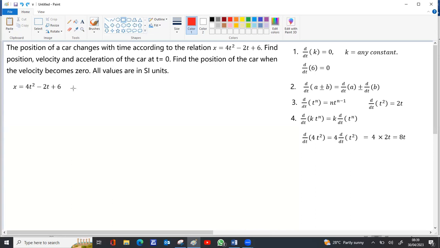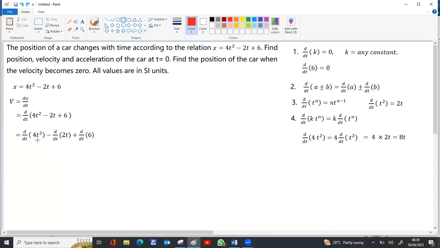So for finding velocity, we learned the rule: velocity is the rate of change of position with respect to time, d by dt of x. So here just substitute the value of x: d by dt of 4t squared minus 2t plus 6. Now this is the same as rule number 2. There are addition and subtraction terms. What you can do is open the bracket: d by dt of 4t squared minus d by dt of 2t plus d by dt of 6.